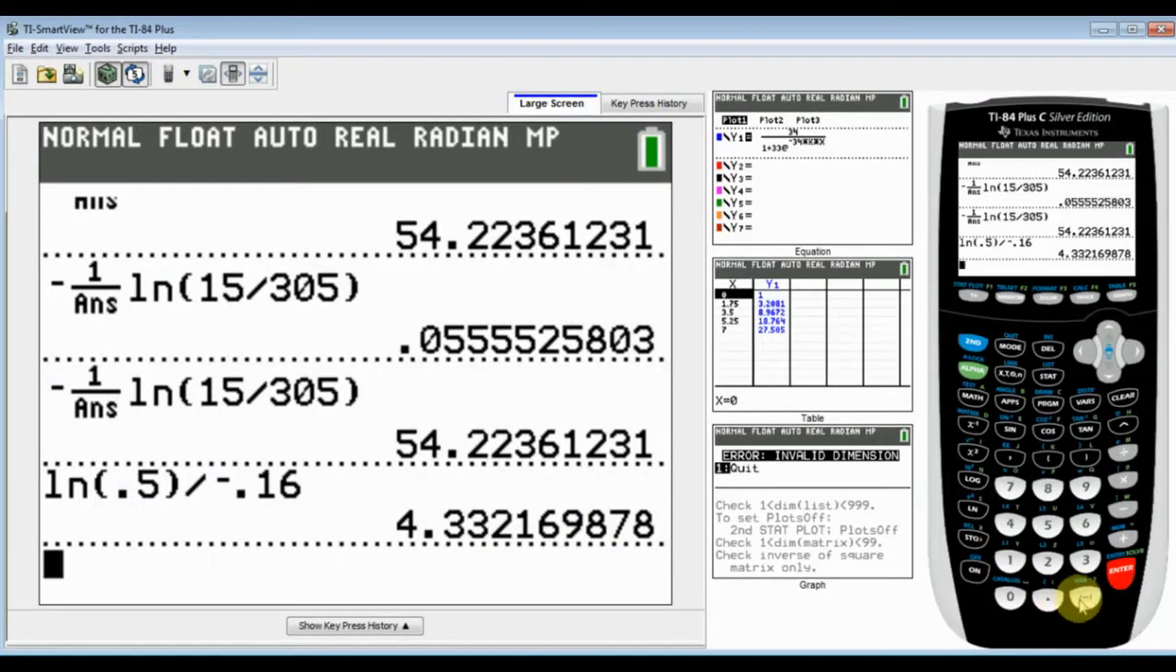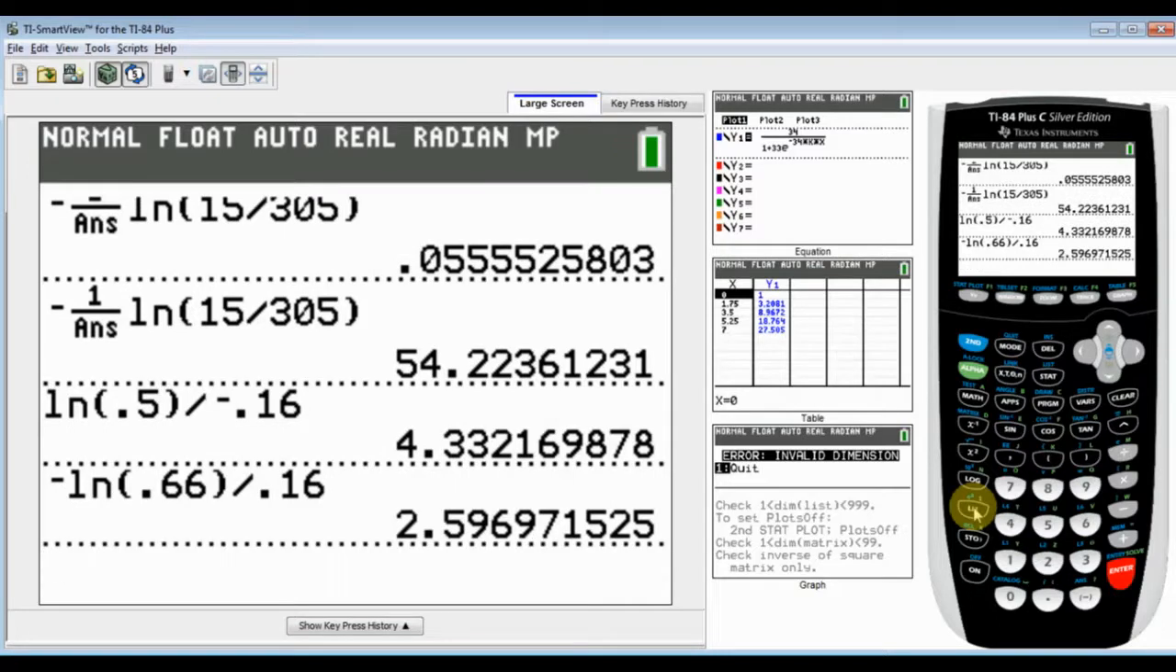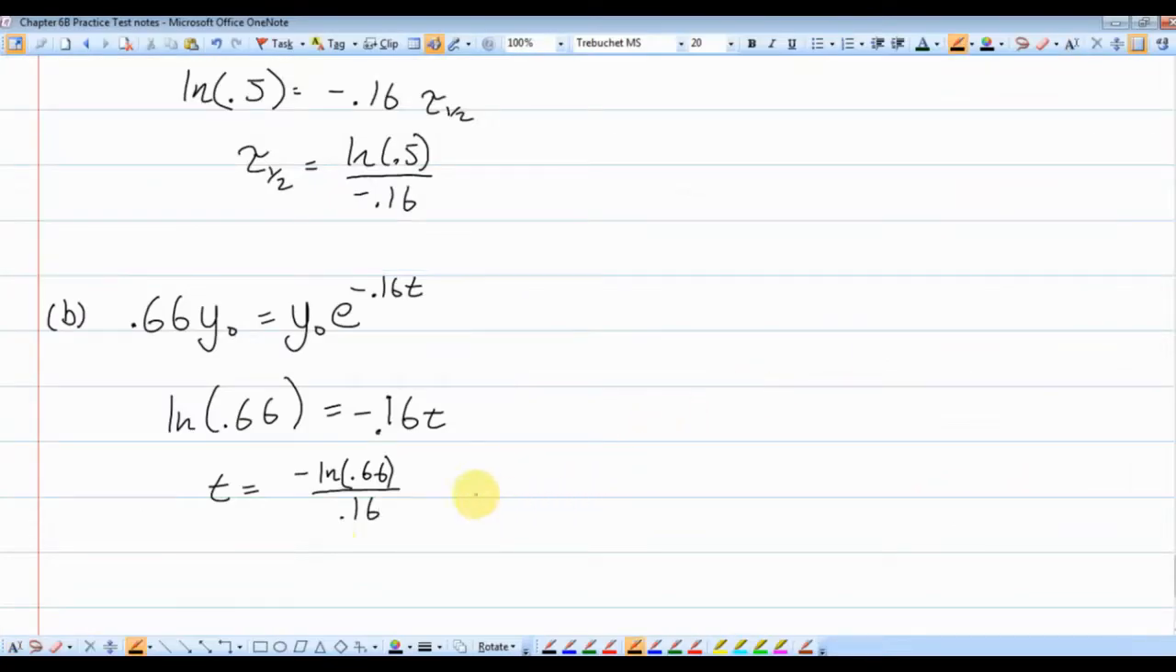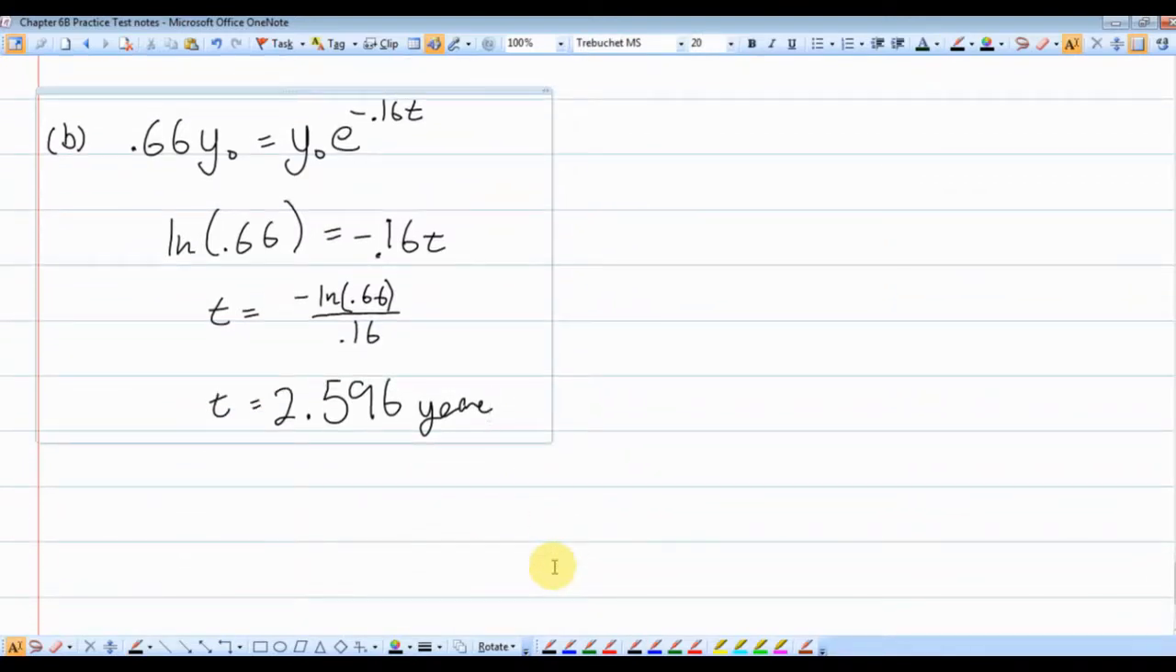We got negative natural log 0.66 divided by 0.16. Good. 2.596. 2.596, 2.597 would be accepted. Okay. That's B.